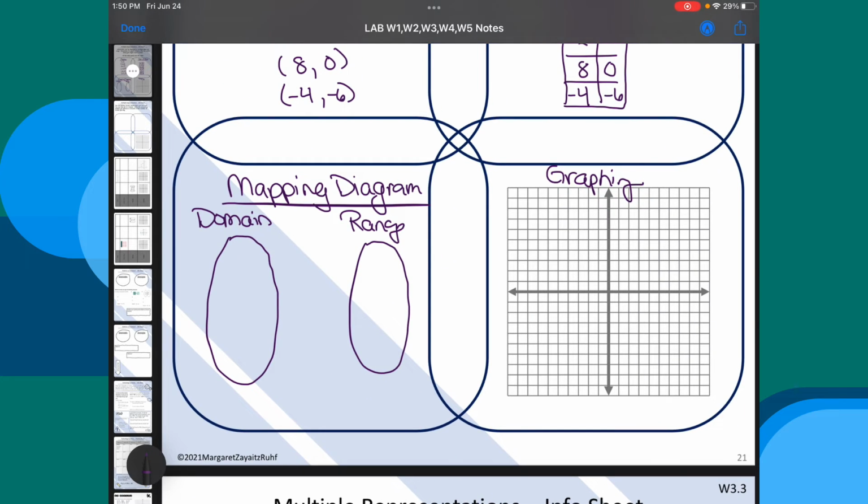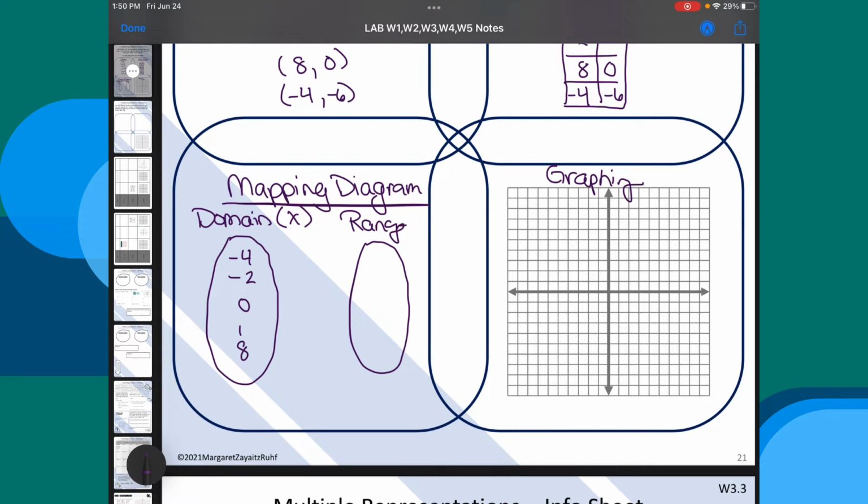Another way to represent the information is called a mapping diagram. Now, a mapping diagram puts your numbers from lowest to highest. So when we write the domain or x values, we would put them in order from the lowest number to the highest number. So having the information in a table of values might be beneficial to have these a little bit clearer to look at. So negative 4, then negative 2, then 0, then 1, then 8.